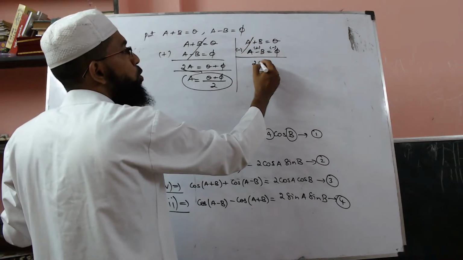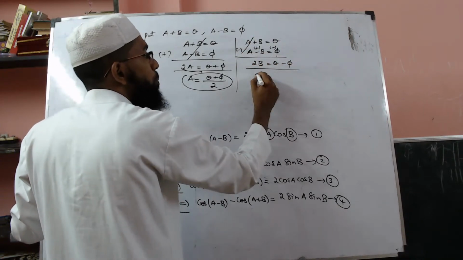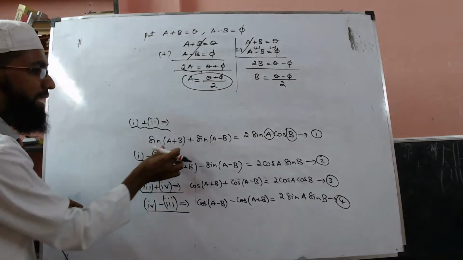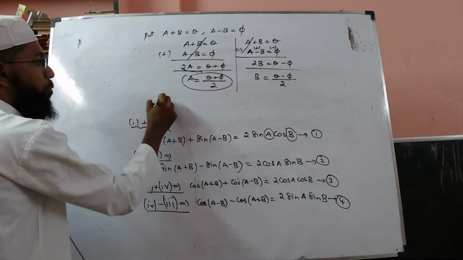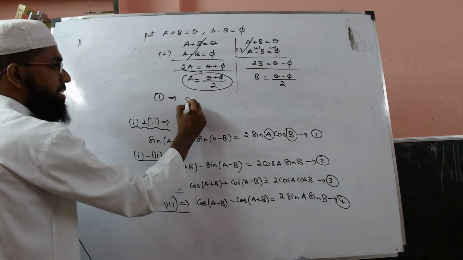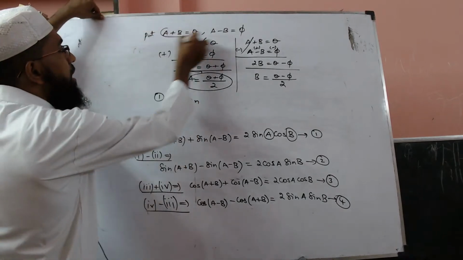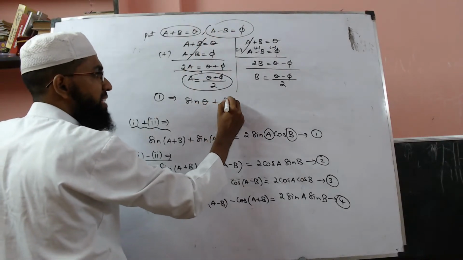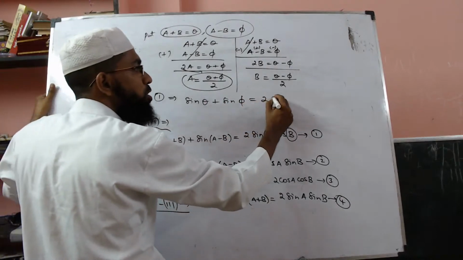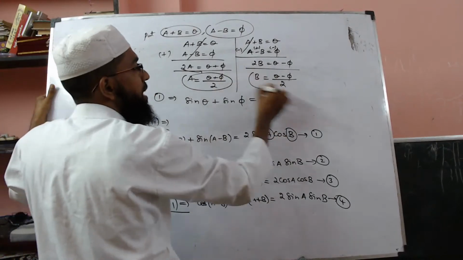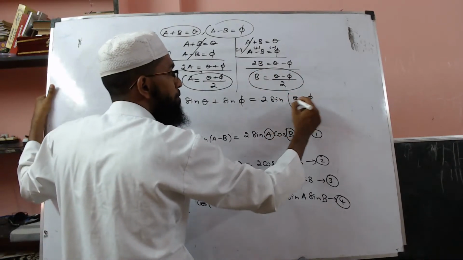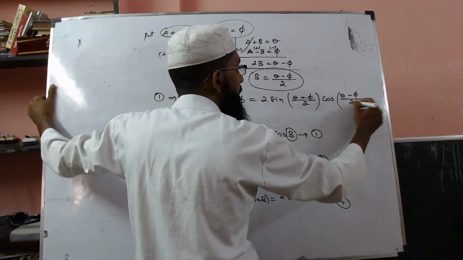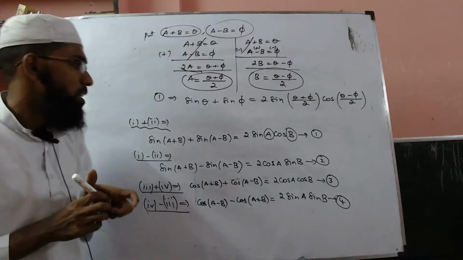So a minus a cancelled, 2b equal to theta minus phi. So b equal to (theta minus phi)/2. Now, in the place of a plus b, what I am going to substitute? Theta, and in the place of a minus b, phi. So this formula will become, sine theta plus sine phi equal to 2 sine, in the place of a substitute this, in the place of b substitute this, so (theta plus phi)/2 into cos of (theta minus phi)/2. Right? Yes. So the first formula is over.